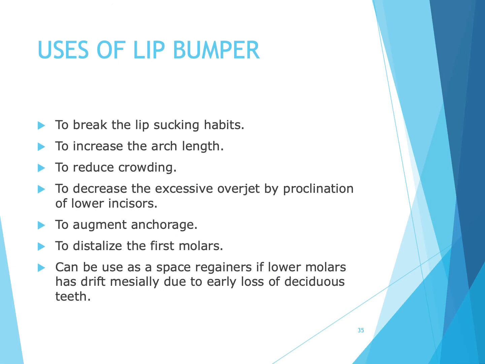Now we will look into the uses of the lip bumper. The lip bumper is used to break the lip sucking habit, to increase the arch length, to reduce crowding, to decrease the excessive overjet by proclination of lower incisors, to augment the anchorage, and to distalize the first molar. The lip bumper can also be used as a space regainer if the lower molars have drifted mesially due to early loss of deciduous teeth.